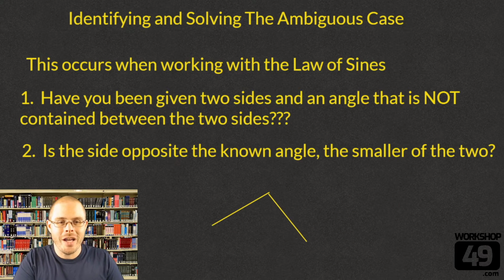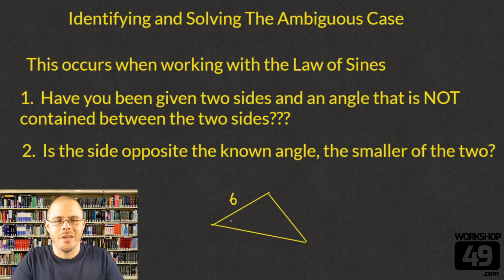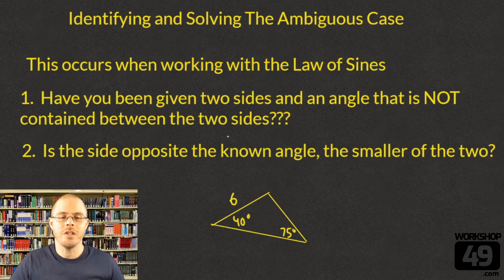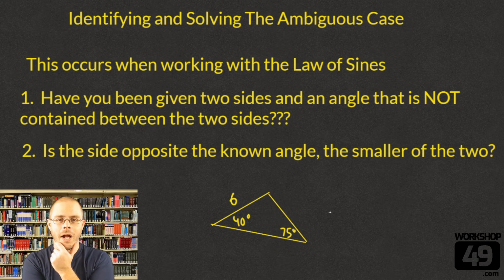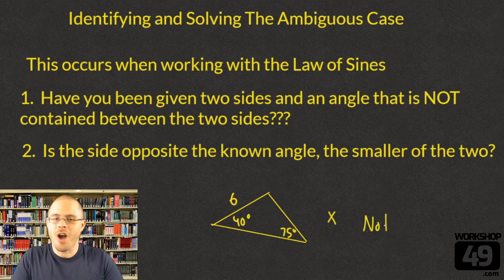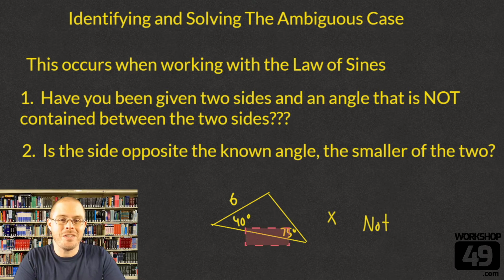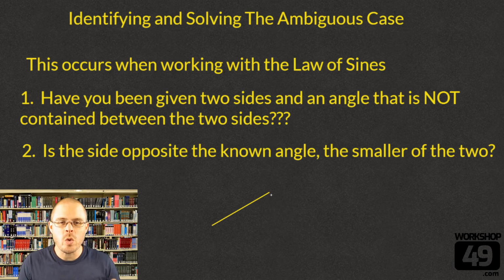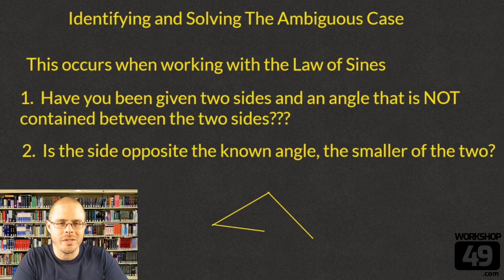So, brand new triangle going down. We know our checklist. We know what we're looking for. This time we have a 6 on one side, a 40 degrees, and a 75 degrees. Hit the checklist. Have you been given two sides and an angle that is not contained between the two sides? Looks to me like we were just given two angles, not two sides. So this is not an example of the ambiguous case. That's okay. There's going to be lots that you're going to see. I want you to be super sure which ones are the ambiguous case.